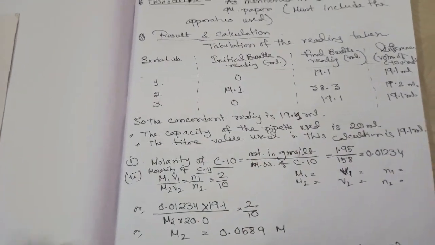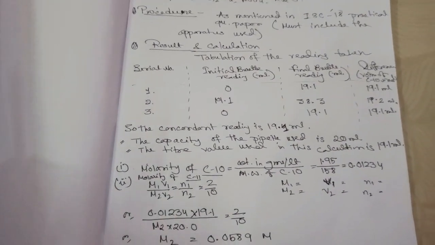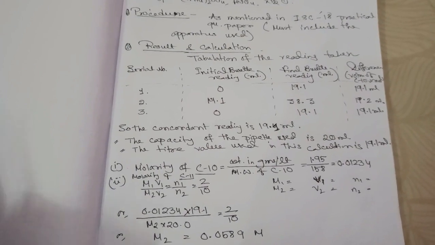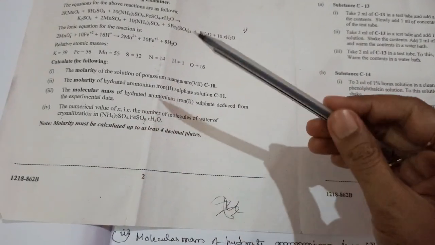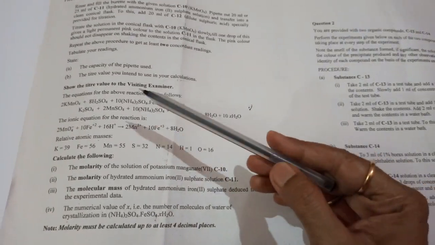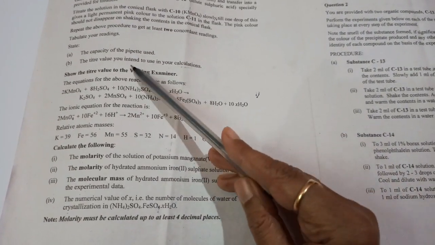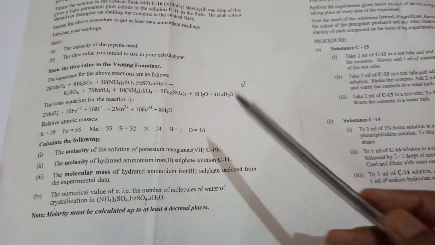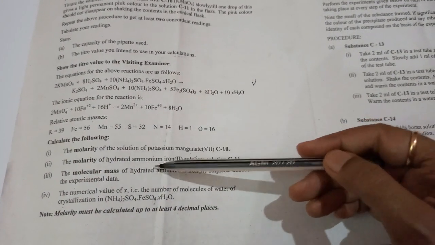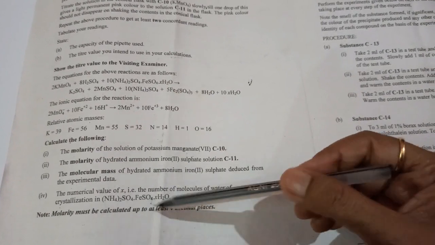Then coming to the solving of the question, first you need to calculate the molarity of C10 solution as written in the question paper. If you can see, these are the 4 questions which are asked. Before that, it is asked the capacity of the pipette used and the titer value you intend to use in your calculation, that you must state here. So as I have mentioned, the equation is also provided, and these 4 questions you need to solve.